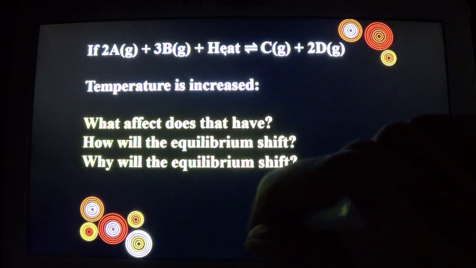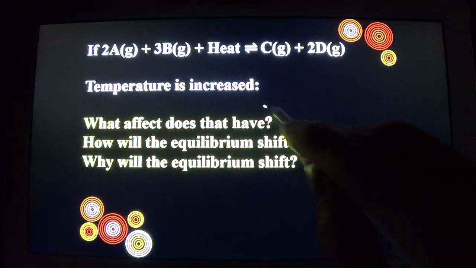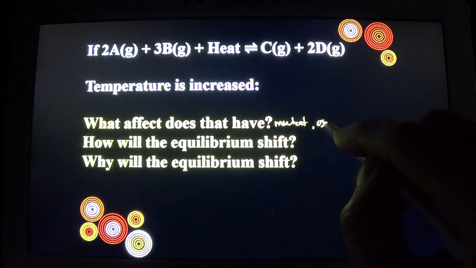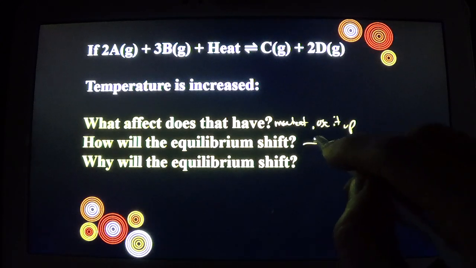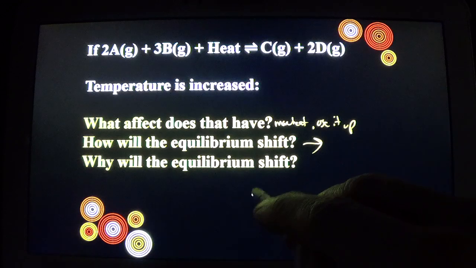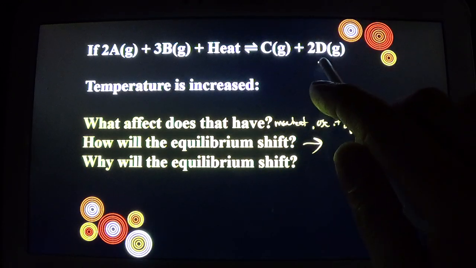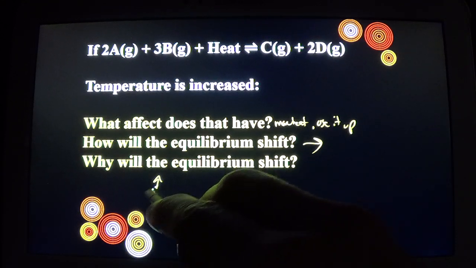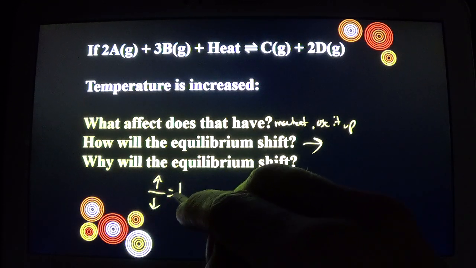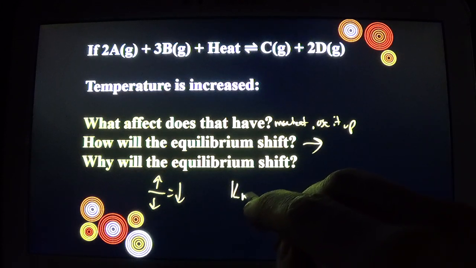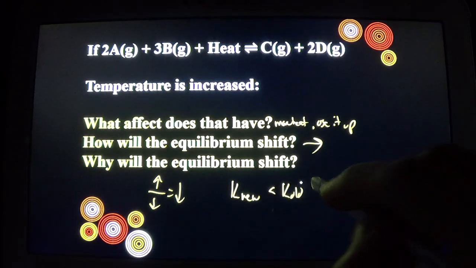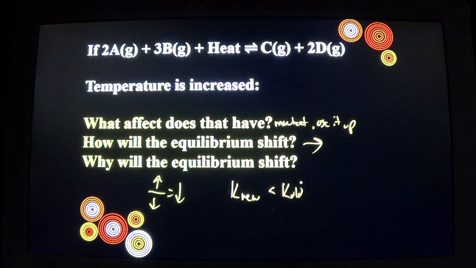Okay, check out what's changed. Now heat's on the left side and temperature increases. This will increase the temperature, more heat. So let's use it up. Shift to the right. What's that mean? More products, less reactants. That's going to be a smaller number. K new is going to be less than K old.